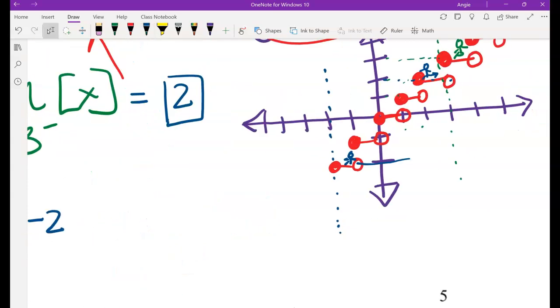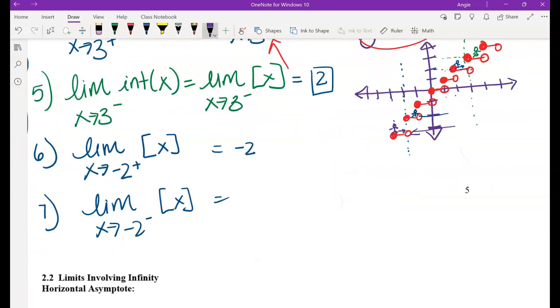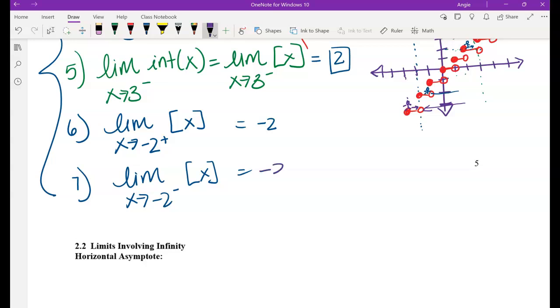But if we are coming from the left side, let me add one more tick mark. Left side. Open, closed. If we're coming from the left side, guys, which is here, remember I'm approaching negative 2 from the left. Your y value is negative 3. So can you guys see that it's not the same?